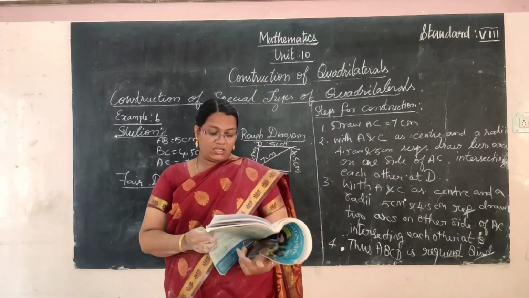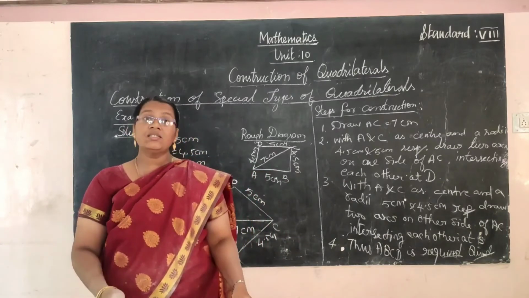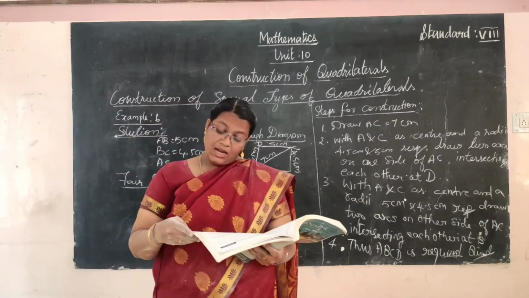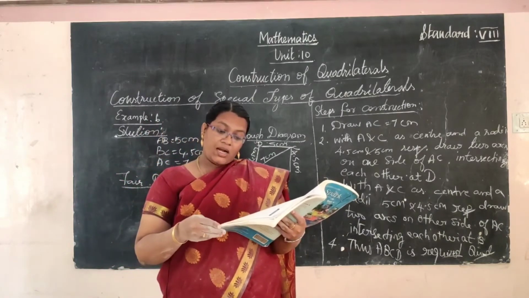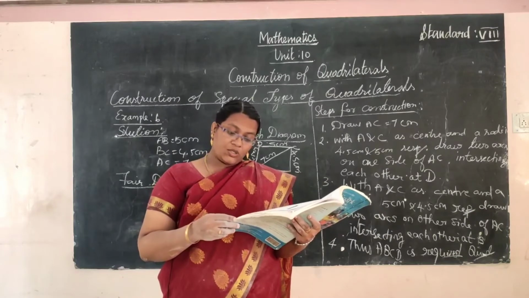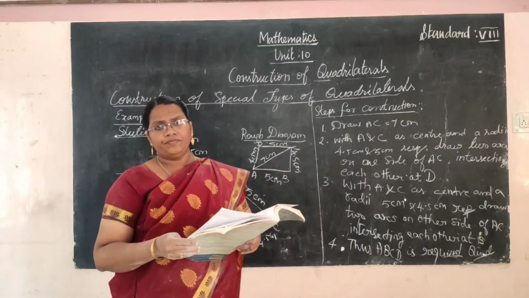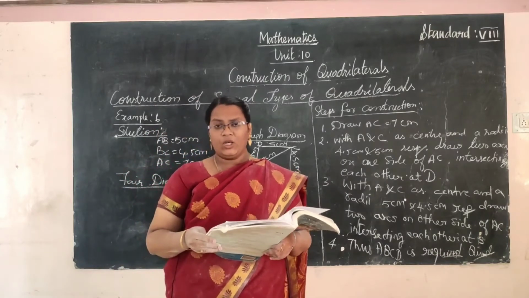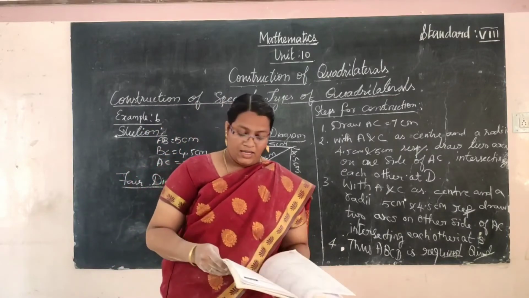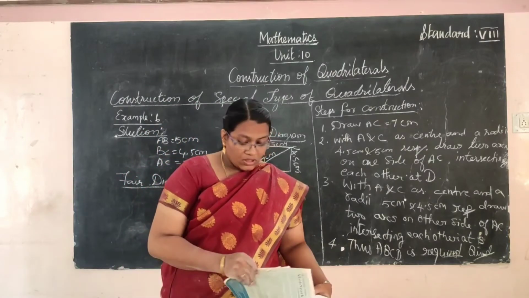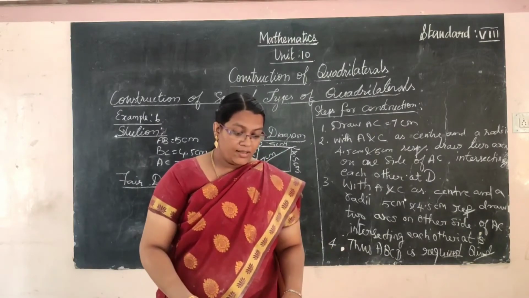Okay, right. And next one, example 7. Construct the rectangle PQRS in which PQ is equal to 5.5 centimeter and diagonal PR is equal to 6.4 centimeter. What are the properties you have learned about the rectangle? Opposite sides are equal and diagonals are equal. So now we use this property to make the quadrilateral.